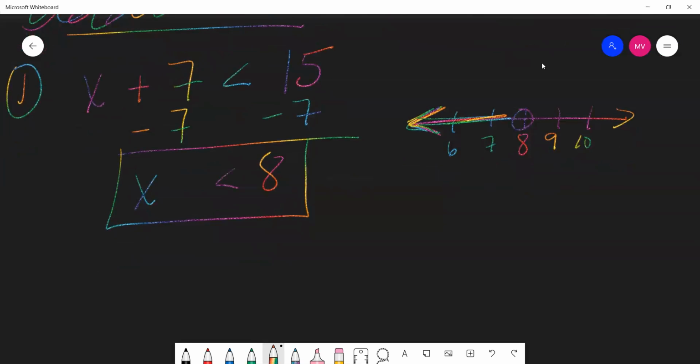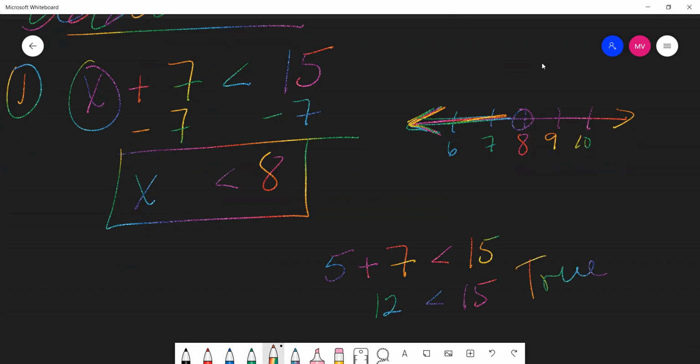Now, you can always check these by picking a number less than 8. Anybody? 5. So if I have 5 plus 7, I'm plugging 5 in for the x up here. 5 plus 7 is 12. Is that less than 15? True. Then we were right. Okay, number 2.